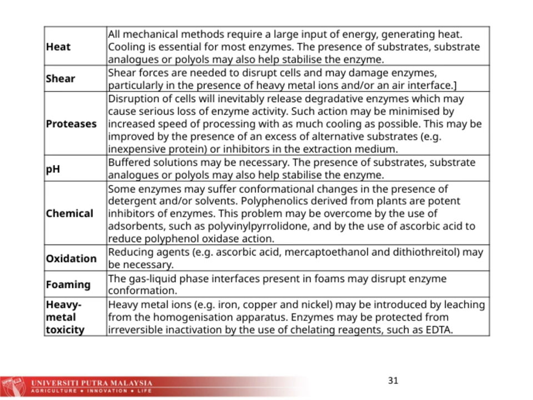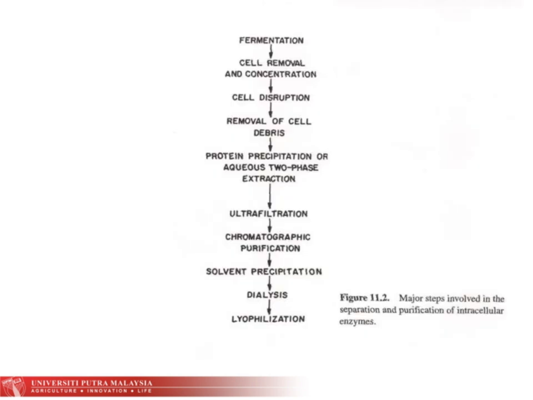Finally, heavy metal toxicity is something to watch out for. Heavy metal ions like iron, copper, or nickel can leach into your samples from equipment. Using chelating agents such as EDTA can effectively bind these metals and protect your enzymes from irreversible inactivation. All these factors highlight how careful control of the processing environment is crucial to maintaining enzyme activity and ensuring successful outcomes.